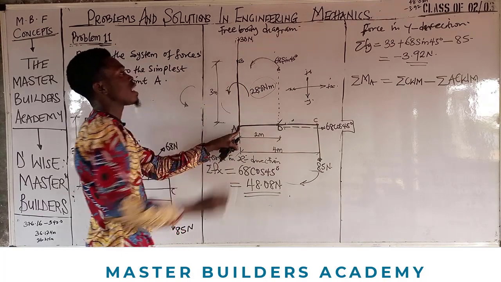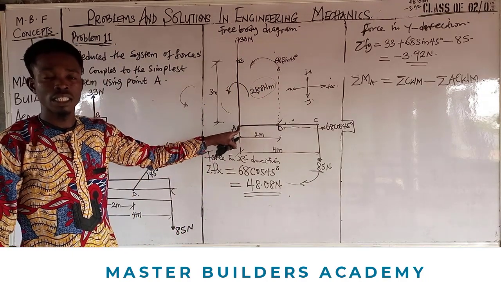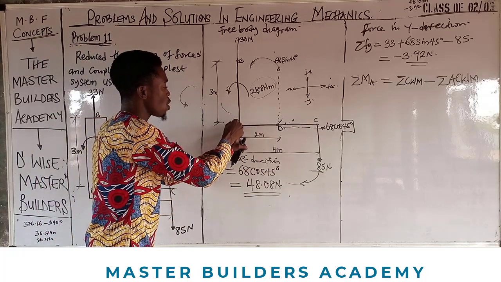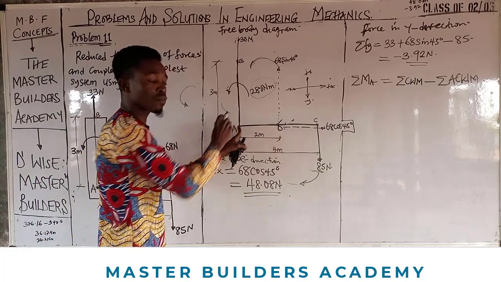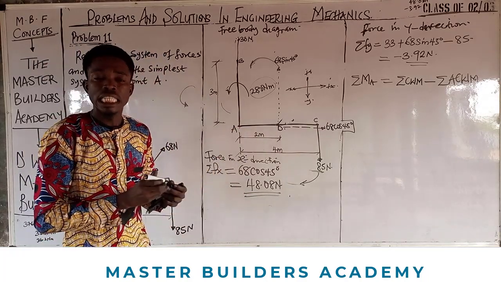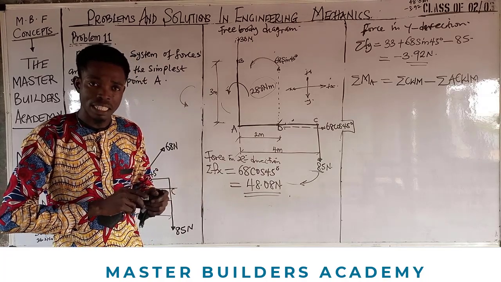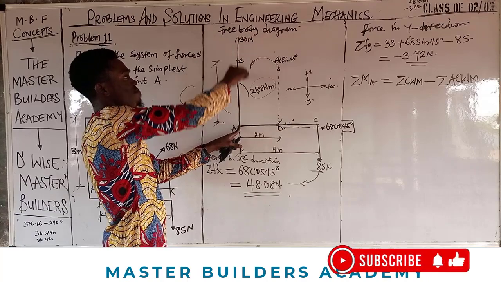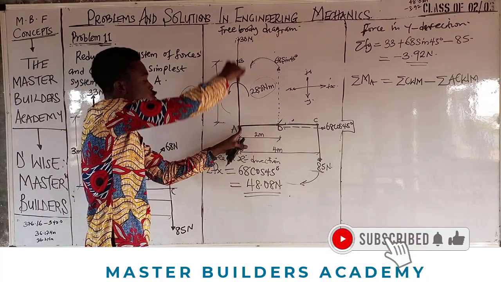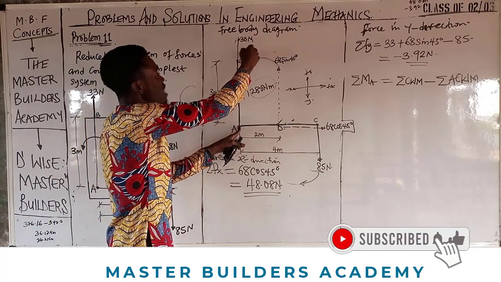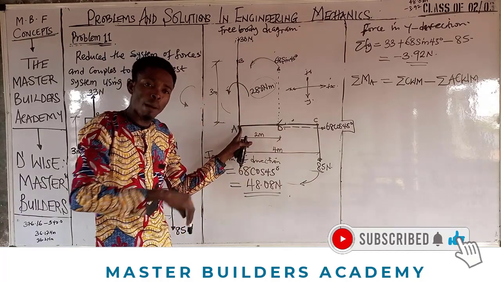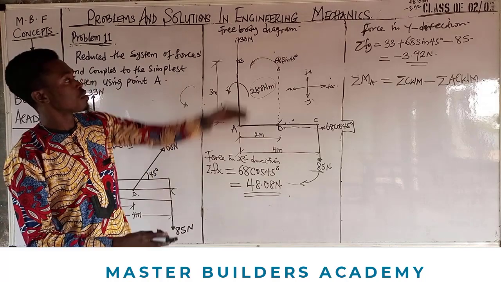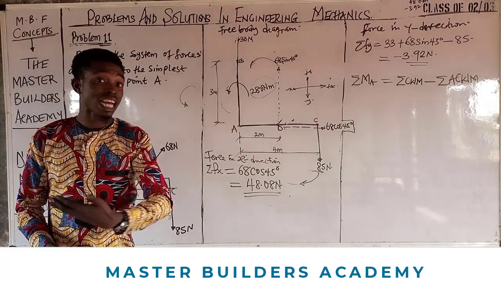But what about the force 33? 33 will not be taken as moment because 33 does not have a perpendicular distance from A. Remember that moment is force multiplied by perpendicular distance. And now we see that the line of action of 33 passes through the point A. So it does not have any perpendicular distance from A. As a result, the distance is 0. So when you say 33 multiplied by 0, the value is actually 0.